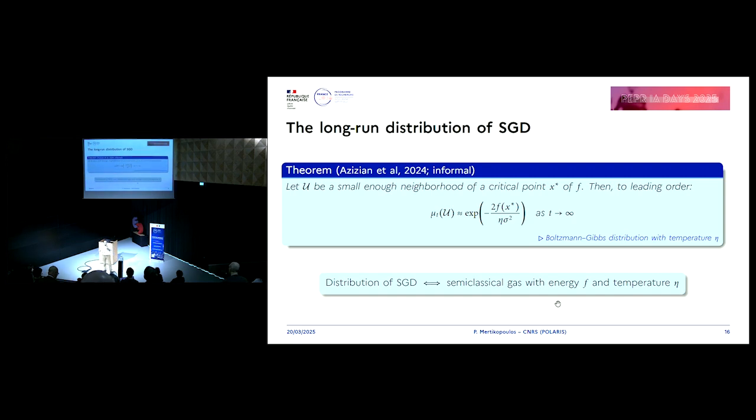I will show you the full result later. But what it tells you is that in the Gaussian regime, the probability that you observe SGD in a neighborhood of a given minimizer is exponentially proportional to the value of this minimizer.